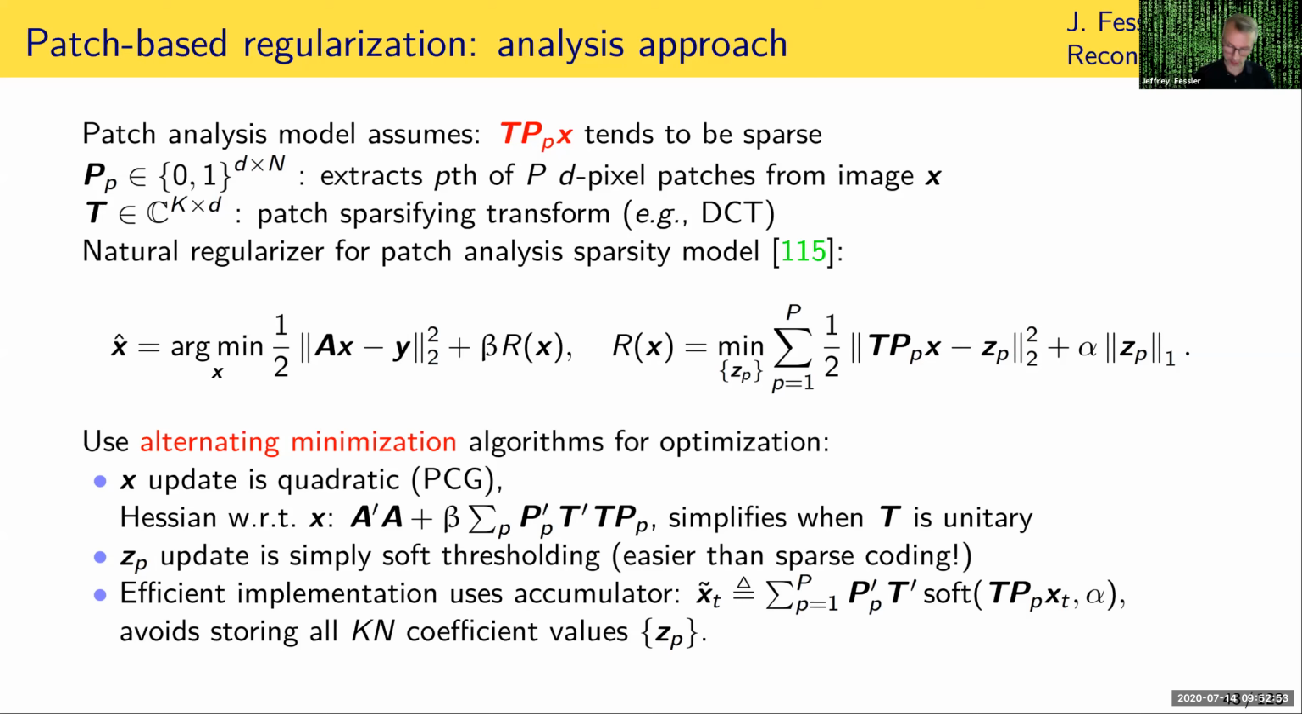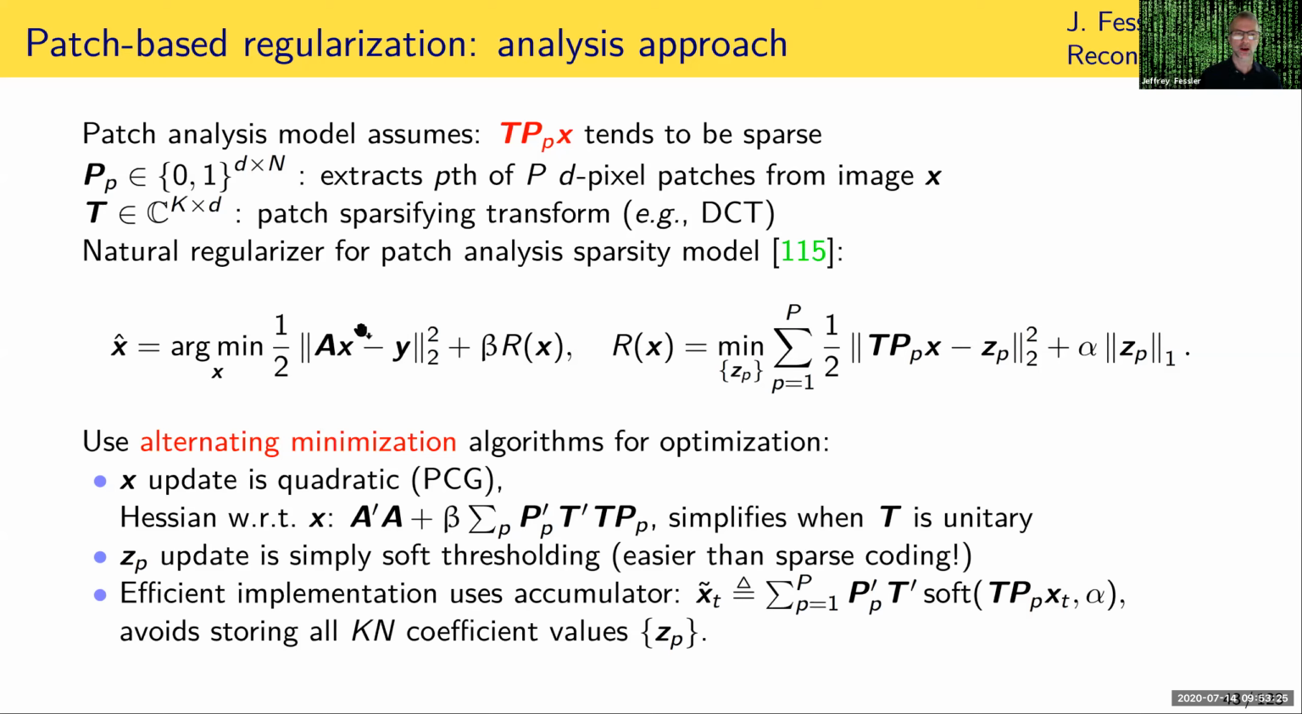The analysis approach extracts patches from candidate images and assumes that there's some transform that, when we apply it to those patches, is sparse. So this transform could be either learned from data, like we'll talk about in a minute, or it could be a hand-specified transform, such as a discrete cosine transform, like used in JPEG image compression.